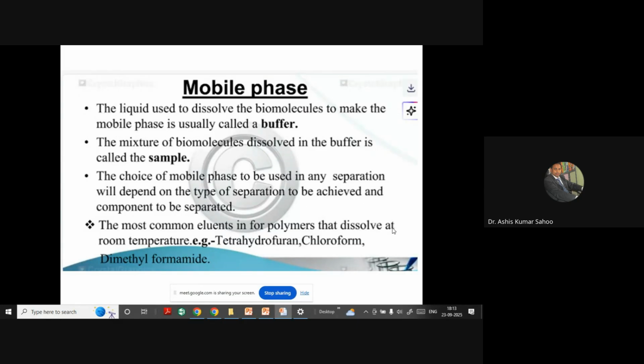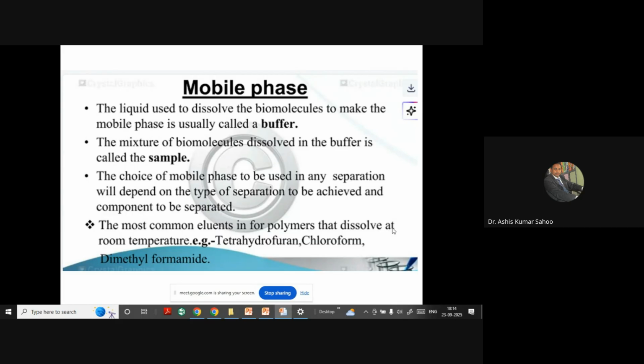The liquid used to dissolve the biomolecules to make the mobile phase is usually called the matrix of biomolecules dissolved in the buffer. Instead of biomolecules dissolved in the buffer, it is called the sample. The choice of mobile phase to be used in any separation will depend on the type of separation to be achieved and the component to be selected.